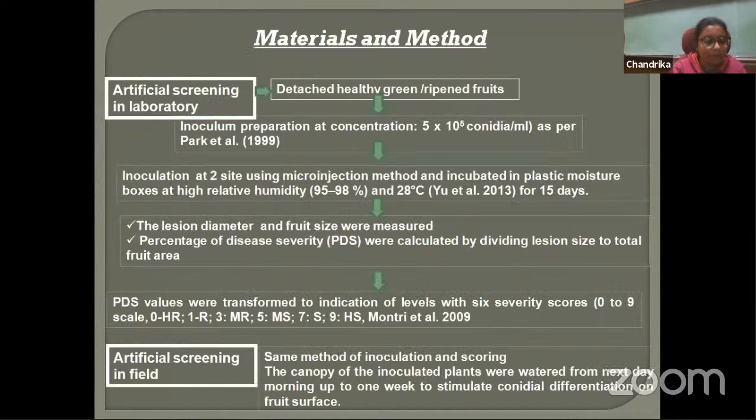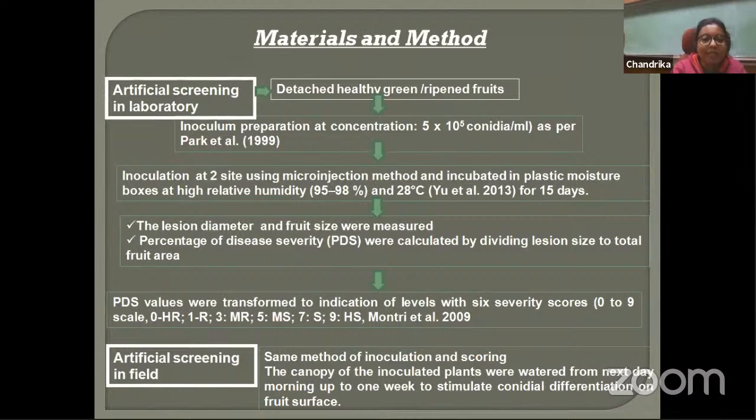So this experiment was done in the laboratory as well as in field conditions. A total of 169 chili lines were used in this experiment. For artificial screening in the laboratory, healthy green or ripened fruits are first detached, and then the inoculum was prepared at a concentration of 5 into 10 to the power 5 conidia per ml. Then the inoculation is done at two sites using the microinjection method and incubated in plastic moisture boxes at high relative humidity and 28 degrees Celsius for 15 days.